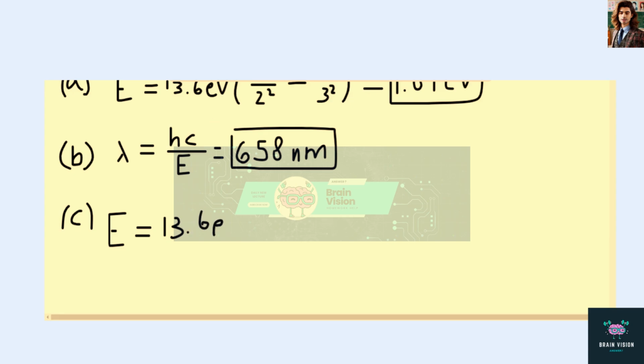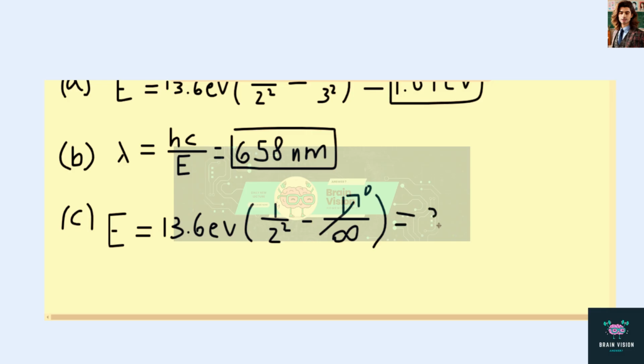Let me rewrite that. We have 1 over 2 squared, so our final state is still n equals 2. And our initial state is infinity, so we're subtracting 1 over infinity. And you could square infinity, but infinity squared is still infinity, so this is just 1 over infinity. But 1 over infinity is equal to 0. So this value here goes to 0. Carrying out this operation, we find that this is equal to 3.4 electron volts. We can box this in as the solution for C.